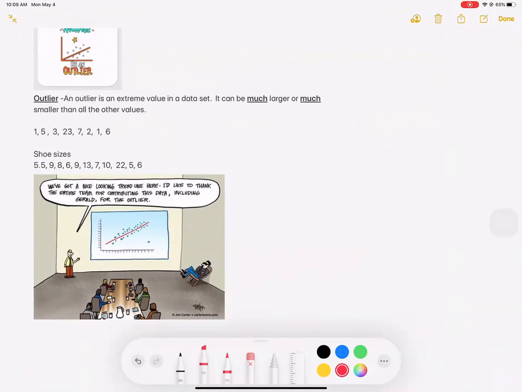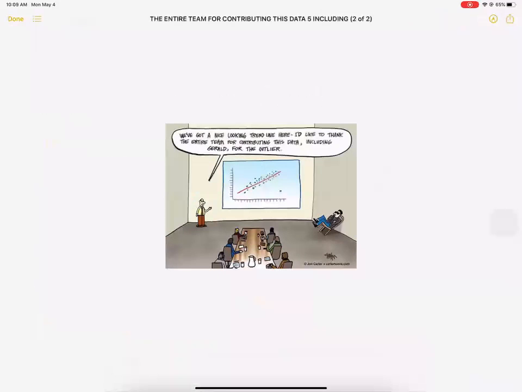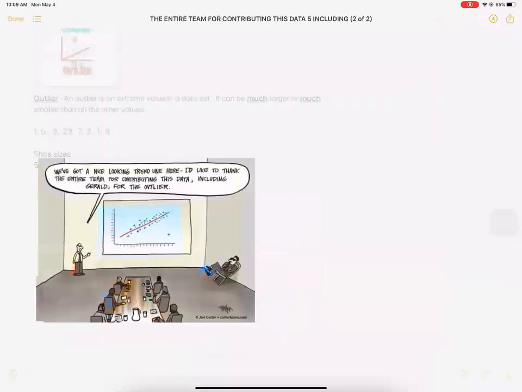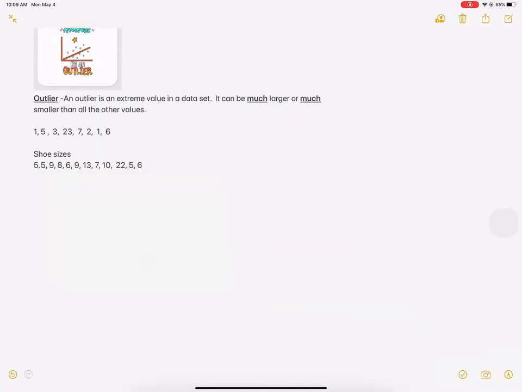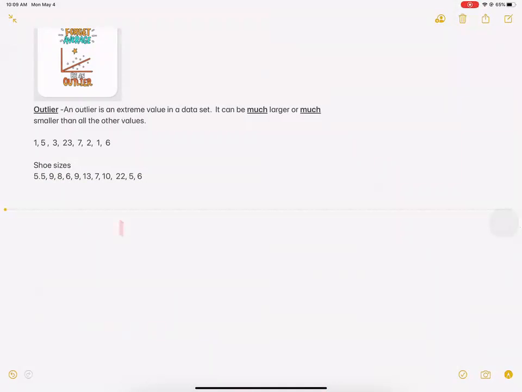The next example here is about shoe sizes. We have shoe sizes 5.5, 9, 8, 6, 9, 13. I'm a size 13, 7, 10, 22, 5, and 6. I had to look this up, and I was trying to find Shaq's shoe size. And Shaq's shoe size is 22. So that's our outlier here. 22 is way out there.